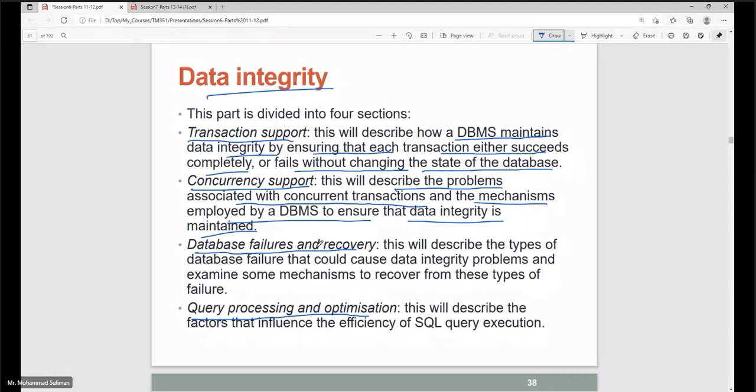Then the third thing here is database failure and recovery. We'll describe the types of database failures that could cause data integrity problems, and examine some mechanisms to recover from these types of failures. And query processing will describe the factors that influence the efficiency of SQL query execution. The main topics over here will be these two: transaction support and concurrency support in data integrity.